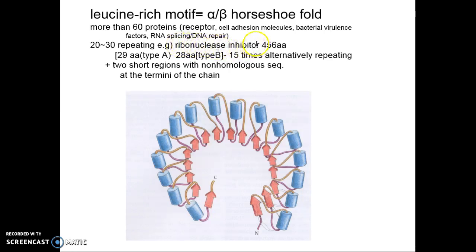Ribonuclease inhibitor is 456 residues long. There are some 20-30 repeating units. There are two types: a 29 amino acid type A and a 28 amino acid type B. The two types repeat 15 times alternately, plus other sequences at the termini of the chain.